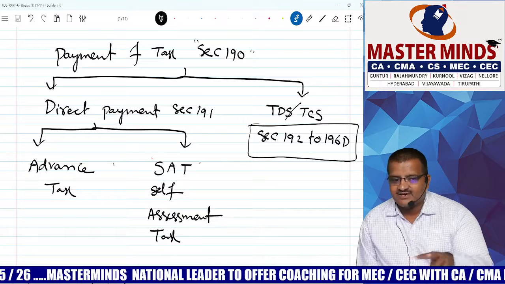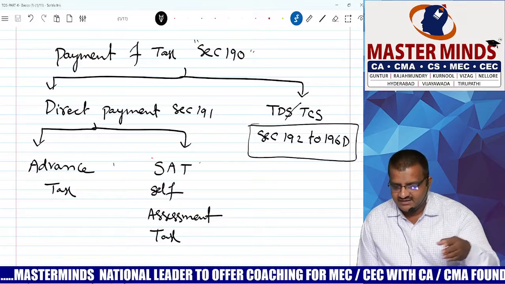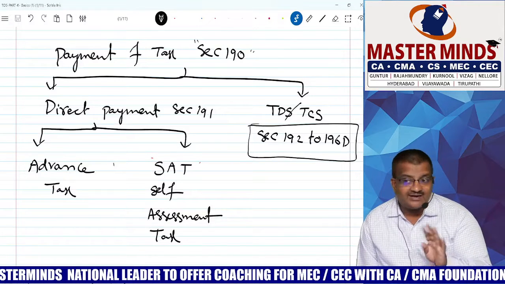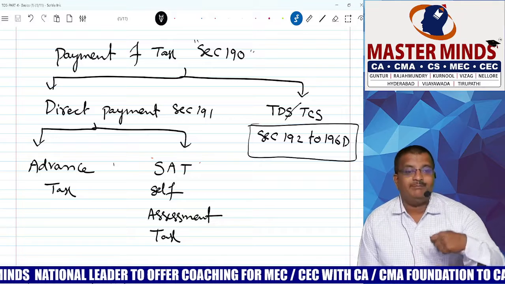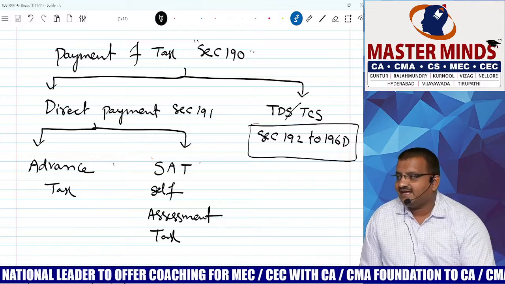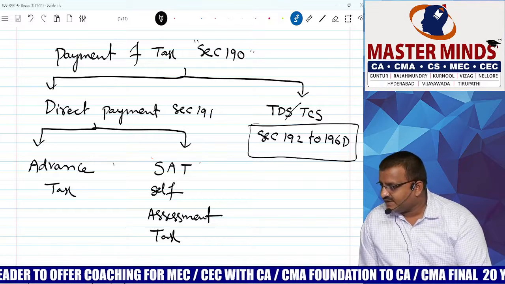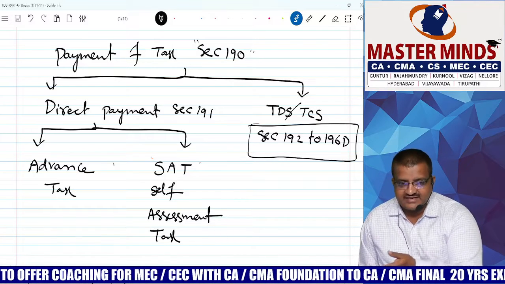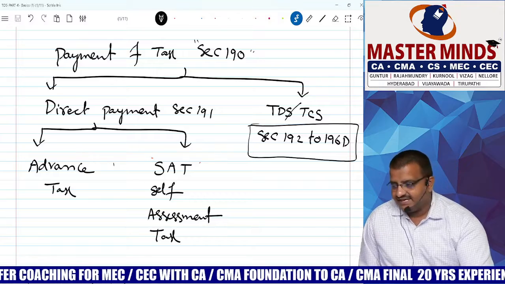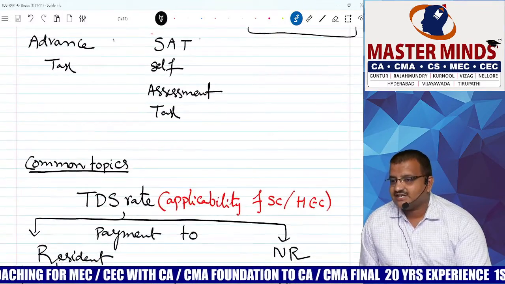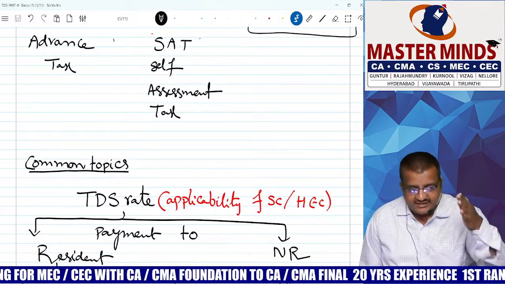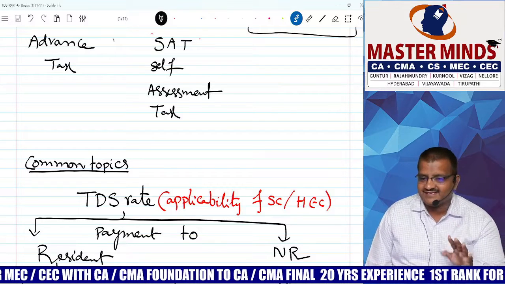See the first one, payment of tax, section 190. In income tax, how many ways? Two, direct and indirect. I am not talking about DT and IDT; I am talking about the mode of payment. First one, direct pay: I myself will go and pay advance tax and self-assessment tax. Indirect way of paying tax: what is that? TDS and TCS. What is the range of sections for that? 192 to 196D. Clear, sir?